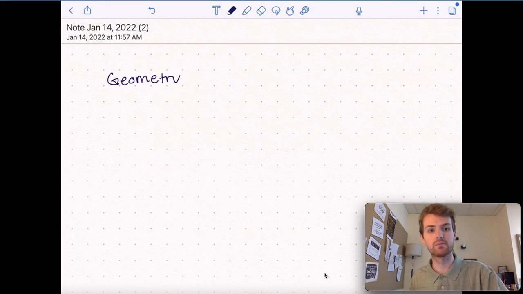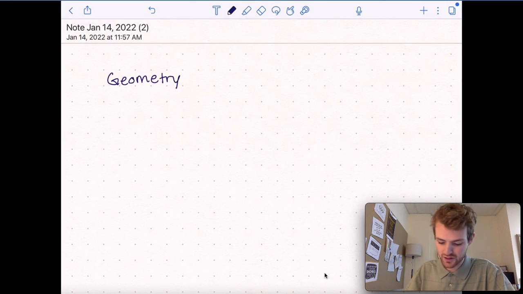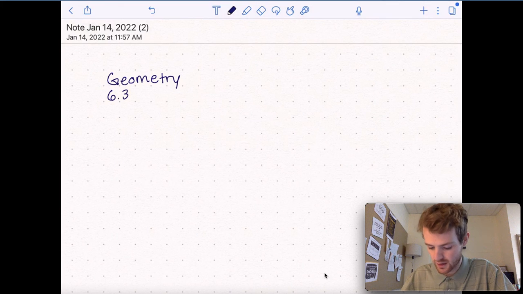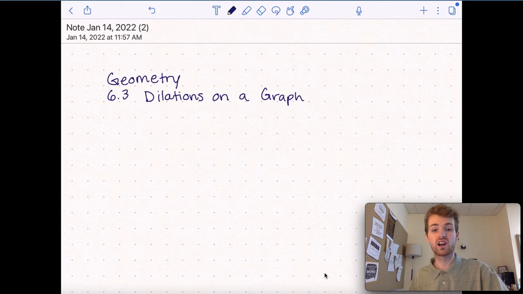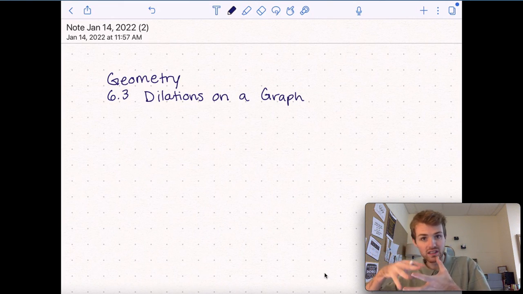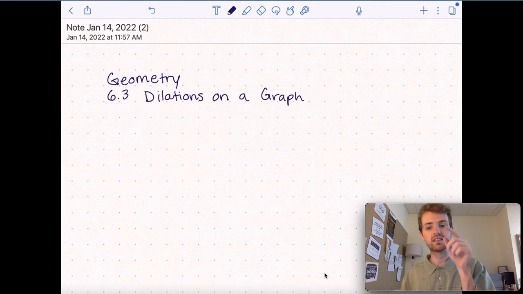Today we're talking about geometry, of course, and our lesson is 6.3. We are talking about dilations on a graph. So in 6.1, we talked about dilations, about enlarging a figure or reducing the size of a figure. Today we're going to specifically look at what happens when we do that on a coordinate grid.